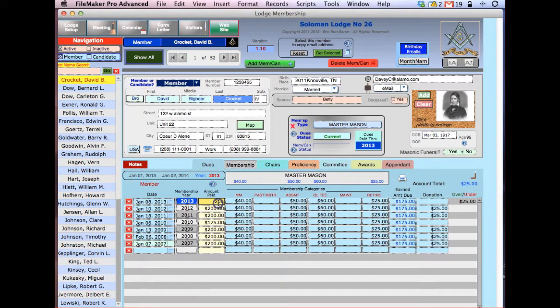What if he paid less? He's having a hard year. He's only able to pay $100. Well, the program appropriately applies the first 40 to the column on the left, the second 50 here, and only 10 of the 60 here, and of course nothing for retire. So he's shy 175, and he's deemed late because this value is not 0 or positive, even though the dues paid through is in the current year. You need both these values to be appropriate.